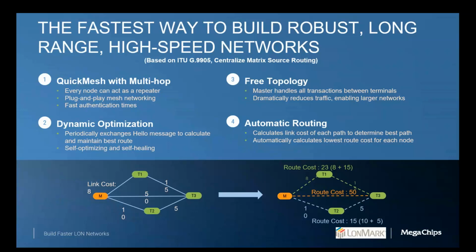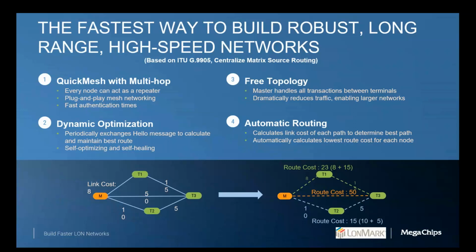One of the biggest innovations in HD-PLC is the use of a routing technique called CMSR, which stands for Centralized Matrix Source Routing. It is based on an ITU standard called G.9905. It was defined specifically for industrial networks where longer ranges, support for a larger number of nodes, and robust communication are required. It allows any node to act as a repeater. With this technique, you can extend the range of broadband PLC by 10 times to several thousands of meters. Of course, range depends on many factors, so it's hard to be exact, but this can give you a good idea of its capabilities. We call this feature multi-hop.